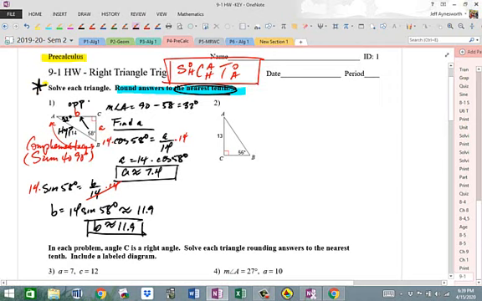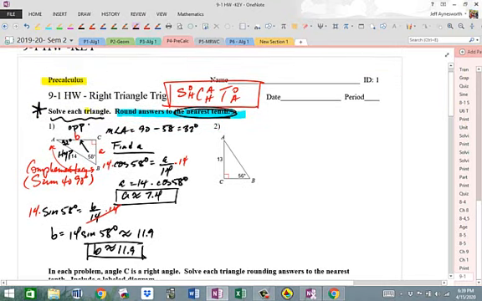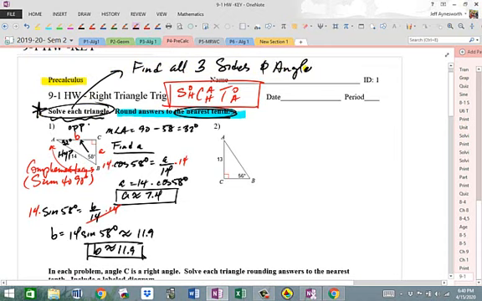Every triangle has three sides and three angles. So when anybody says solve the triangle, it means find all the unknown sides and angles. That's what it means. Solve the triangle: find all three sides and angles. There we go. All right, so the next one here, I'm going to label it first.